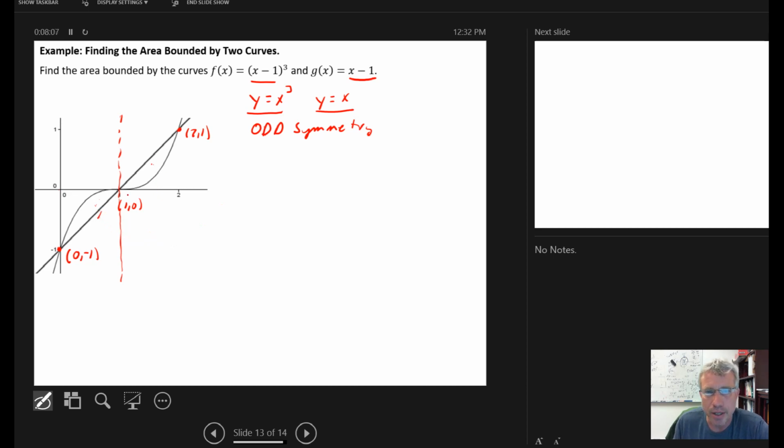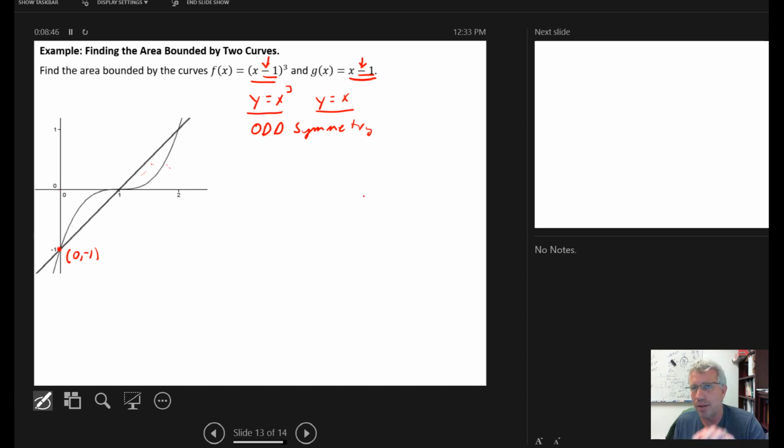So the idea is, because they're both odd functions, when you reflect through the origin, they'll lay over top of each other. And that tells us that this area is, by odd symmetry, exactly the same as this area here for the functions x cubed and x. So what you want to recognize next is that even though we don't have x cubed and x, we do just have a horizontal translation of x cubed 1 unit to the right, because there's the minus 1, and we have the translation of y equals x, 1 unit to the right because of the minus 1.